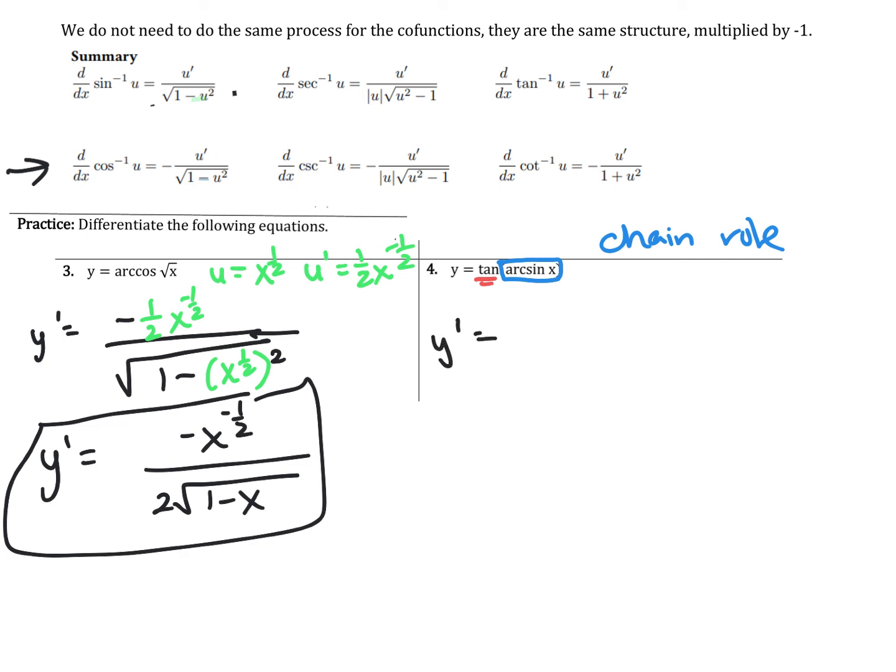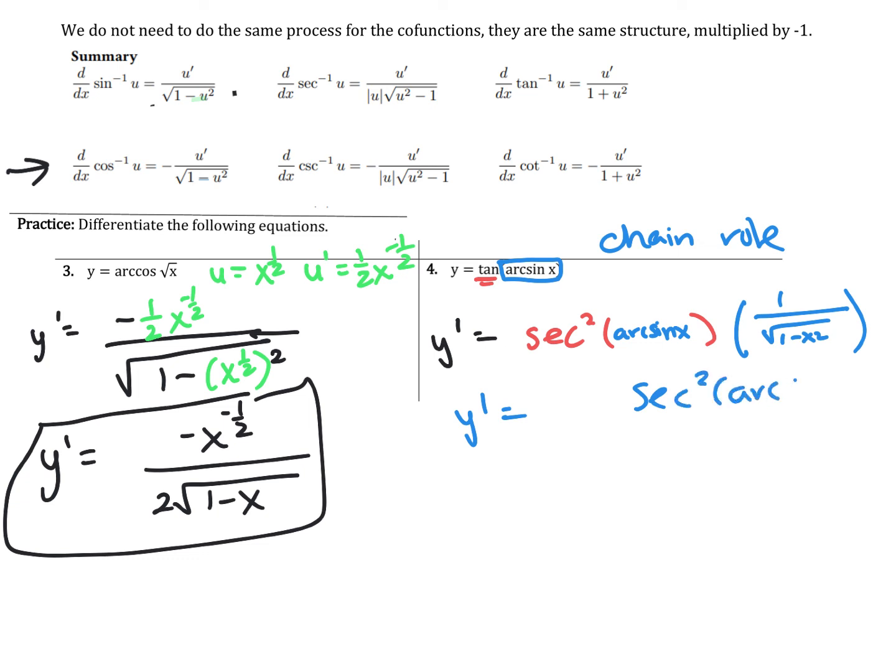So y prime is going to equal the derivative of tangent of something is secant squared of that something, and that something doesn't change, so we still have arc sine of x here. So secant squared of arc sine of x, that's dealing with the outside portion of the chain rule, and we need to multiply that by the inside derivative. Well, the derivative of arc sine is just 1 over the square root of 1 minus x squared. And I might clean this up just slightly by writing this as 1 fraction, with the denominator being the square root of 1 minus x squared.